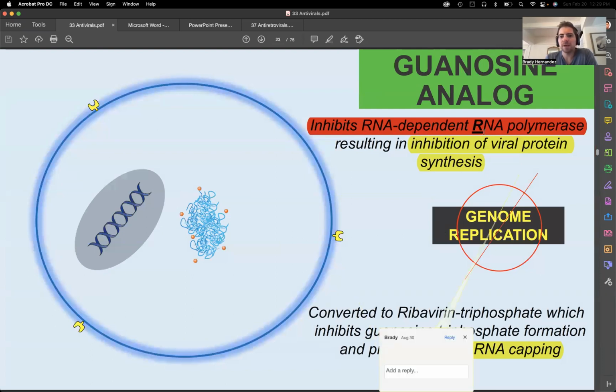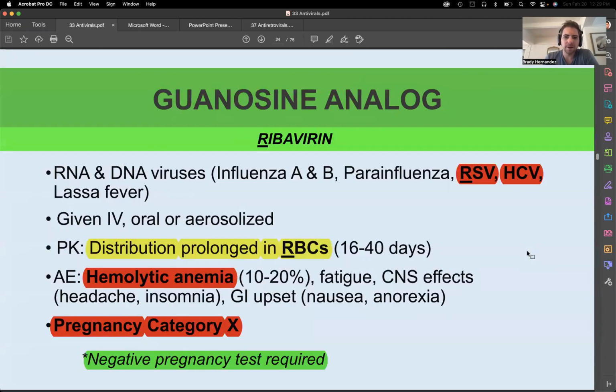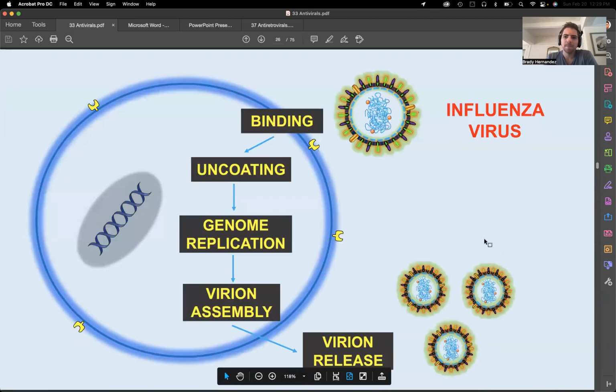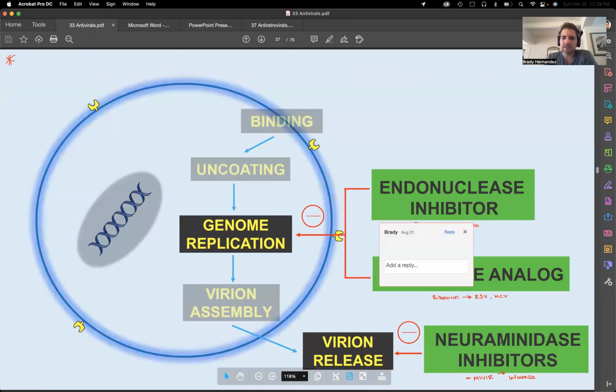Right, and then if you want to inhibit the RNA-dependent RNA polymerase, preventing genome replication, right? Because if you want to get that RNA virus back to DNA so it can be integrated, you can block that. So ribavirin: RSV, that's in kids typically, and then hepatitis C as well, okay? Can't give it to pregnant women, worried about hemolytic anemia.